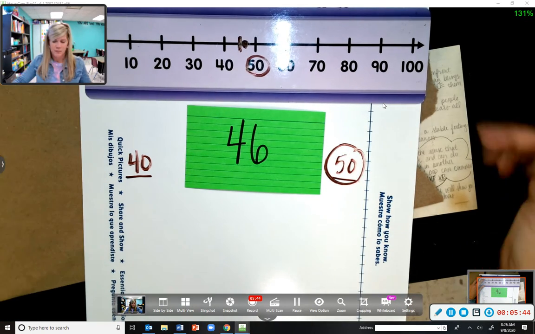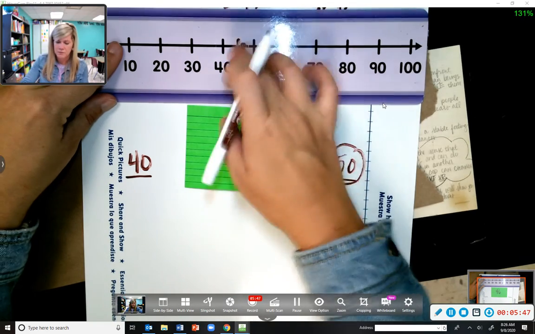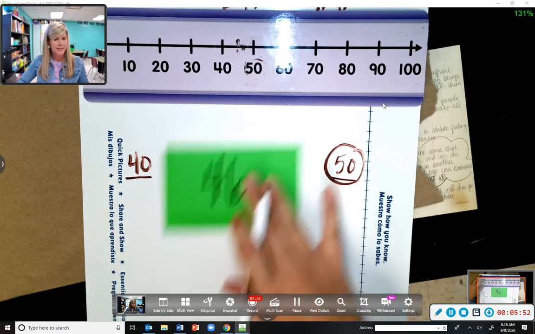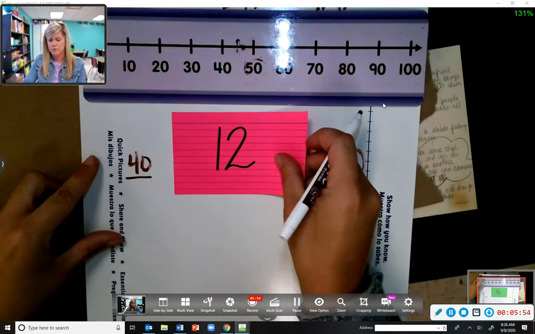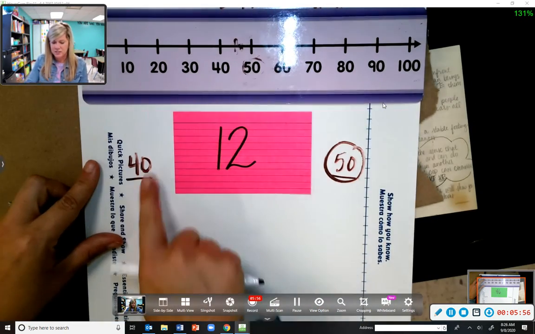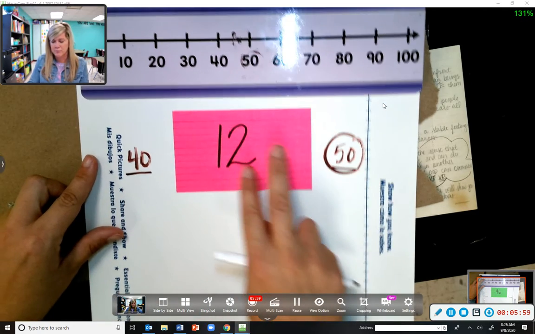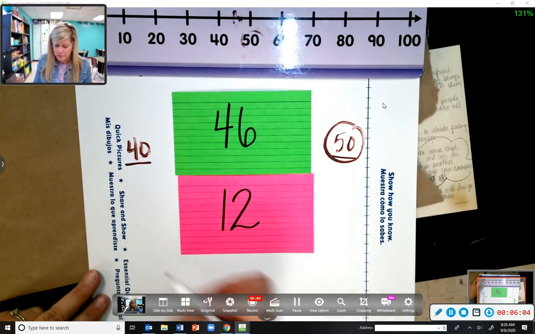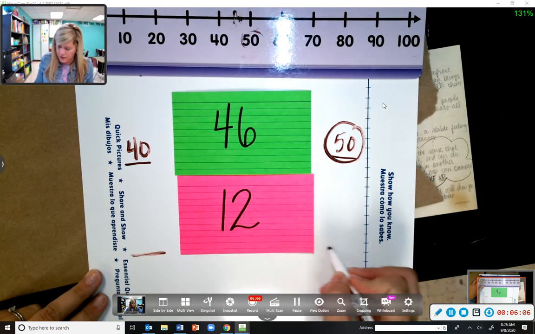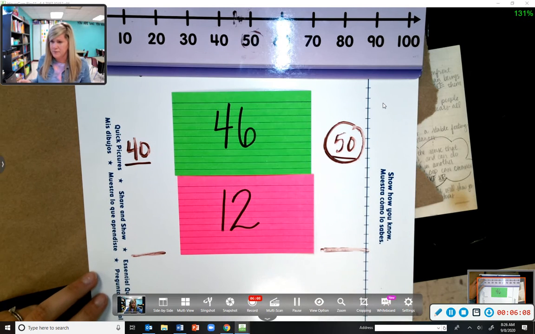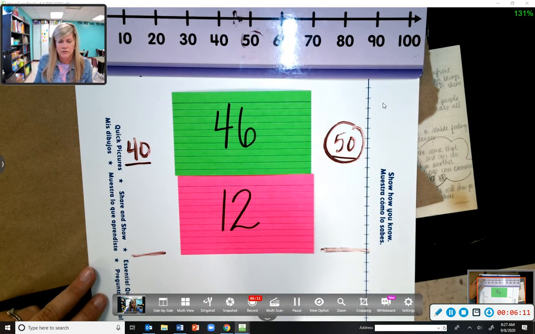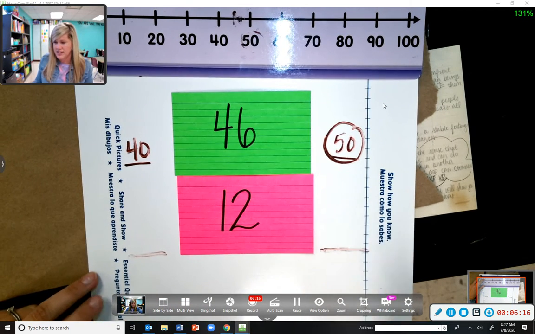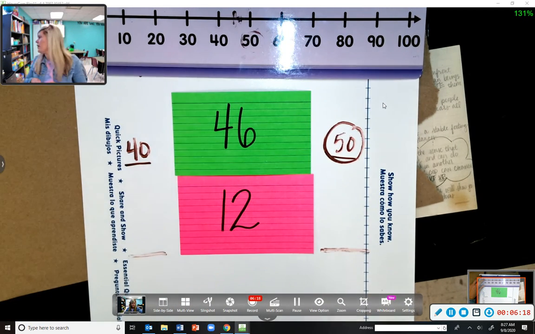Okay, let's try another one. Okay, my next number is 12. First, we need to ask ourselves, what two numbers is it between? Here, we'll leave this up here. What two numbers is it between? Counting my tens. Okay, so if you want to pause and figure out on your mat or your spiral, what two tens would it come in between, go ahead and do that now.